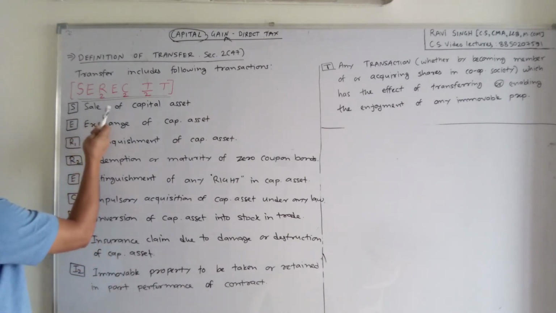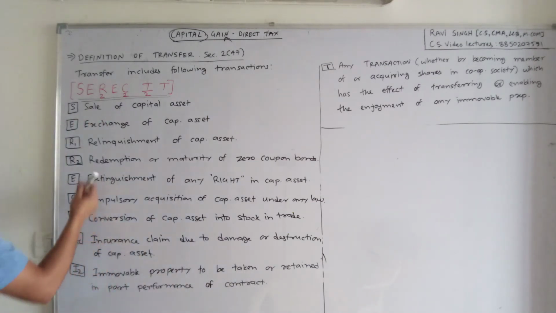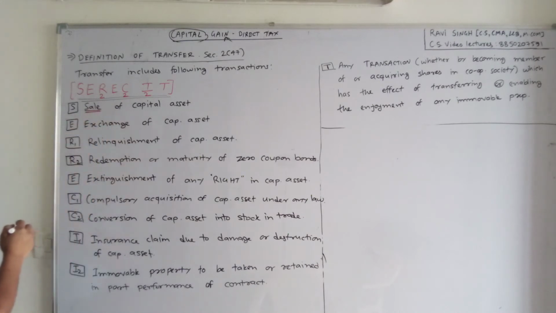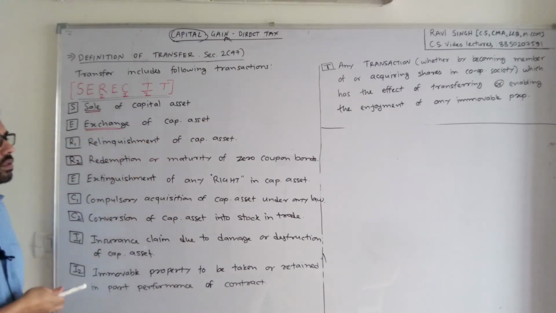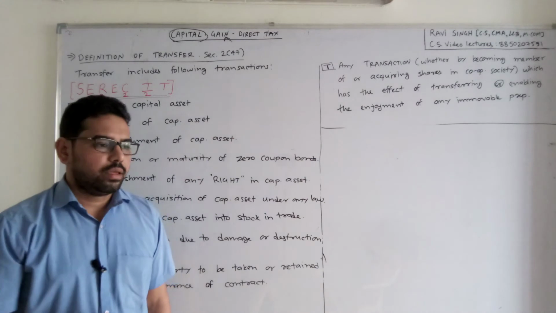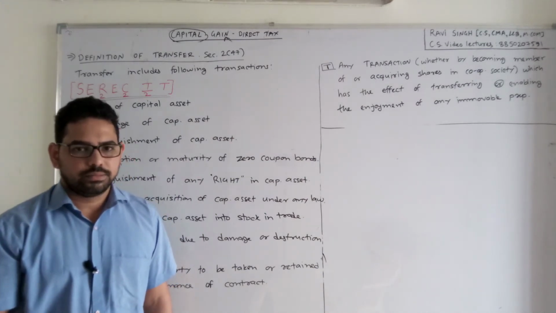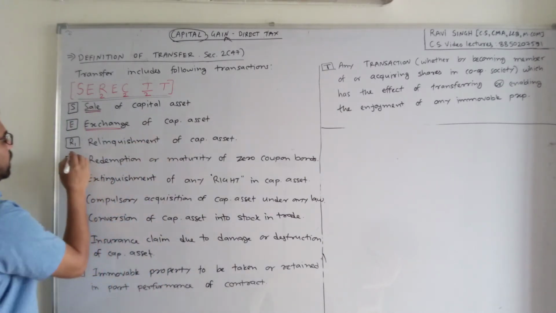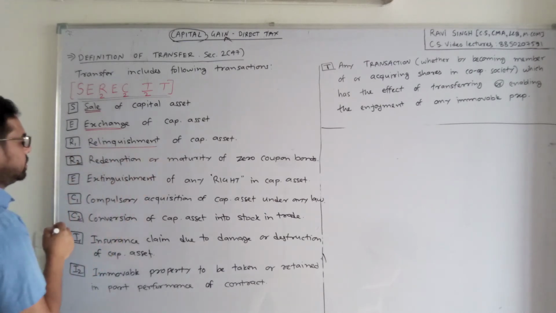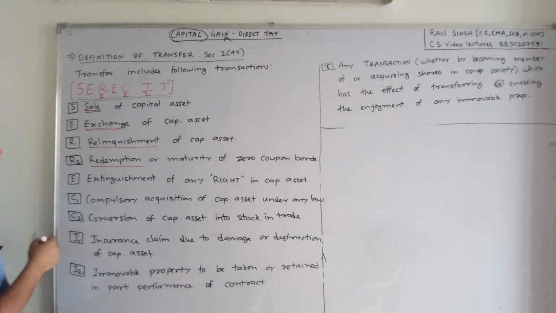S for sale of capital asset, and we all know what is the meaning of sale. Then E for exchange of capital asset. This is called barter system, giving one asset and getting another asset in return. Okay, that is called barter system, exchange of capital asset. Then R1 for relinquishment of capital asset, R2 redemption or maturity of zero coupon bonds.